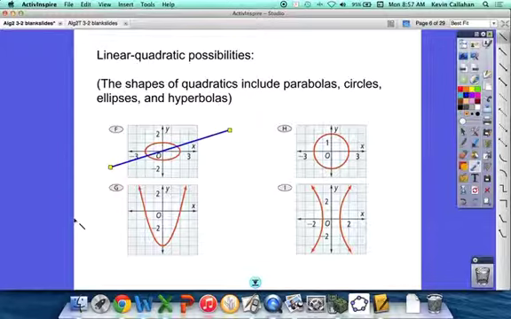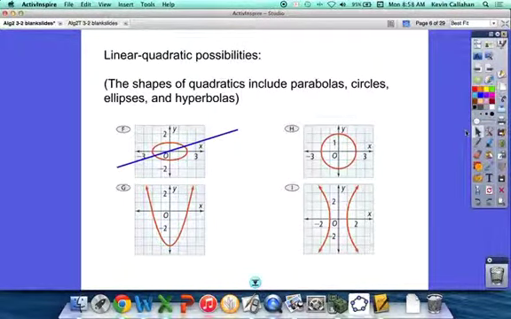How many intersection points are there? 1, 2. 2 solutions. That's the most you can get from a straight line and a quadratic. Now you can move that around. It doesn't have to be 2 solutions.